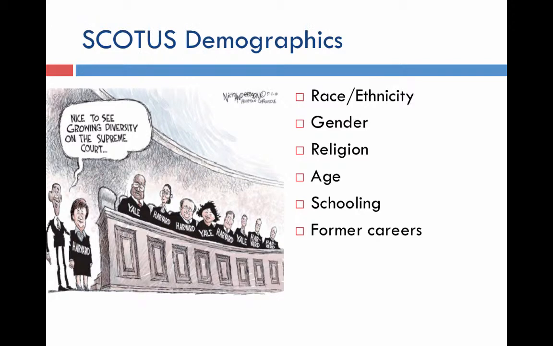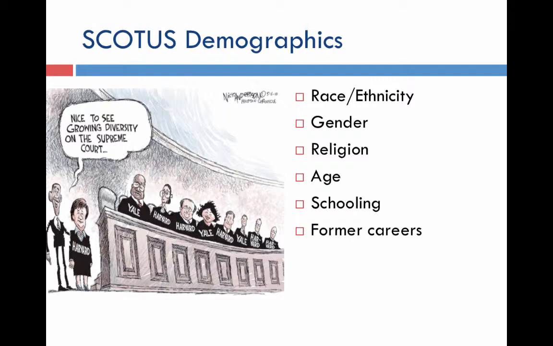So that brings us to who these unelected, appointed for life people are. The demographics of the Supreme Court are pretty homogeneous. Race and ethnicity are not very diverse. Only 2 blacks have ever served on the court. One is currently on the court, Justice Thomas. The other one is who Justice Thomas replaced, Thurgood Marshall.